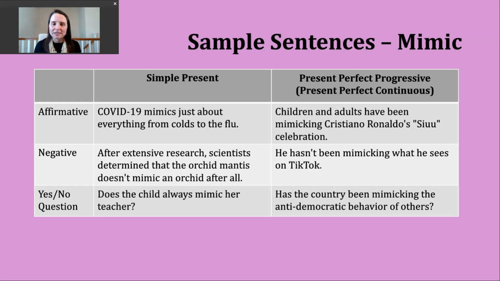After extensive research, scientists determined that the orchid mantis doesn't mimic an orchid after all. Okay? So this sentence is going back to our third definition of the verb, where an animal is trying to copy itself in order to keep itself safe from predators. Here, an animal is not trying to copy itself to keep safe from predators.